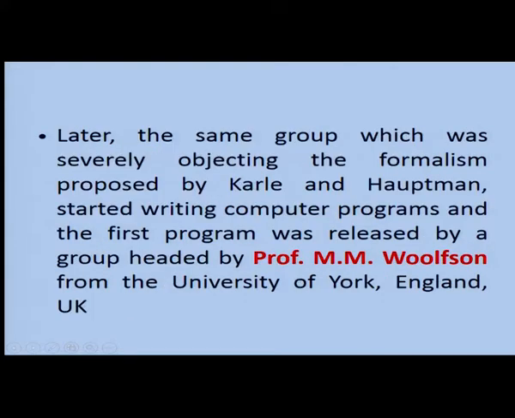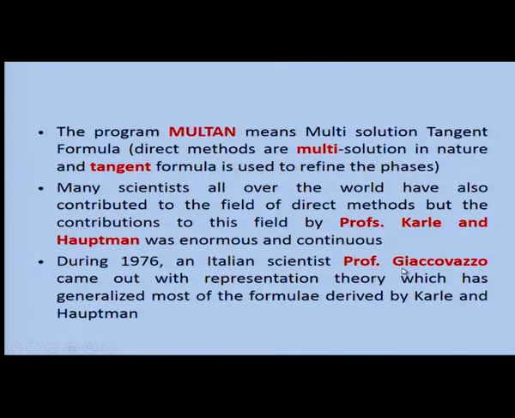Then only the physicists who had been objecting to this from the beginning accepted it, and they also started writing the program. The first automated program was released from the University of York, England, by the team headed by Professor M. M. Woolfson. Professor Peter Main and many people were co-authors in that. The program name was MULTAN. Mult means multi-solution. Direct methods do not give you a single solution, it is multi-solution. Then the tangent formula gives you the phases, refined phases, so it is called the multi-solution tangent formula.